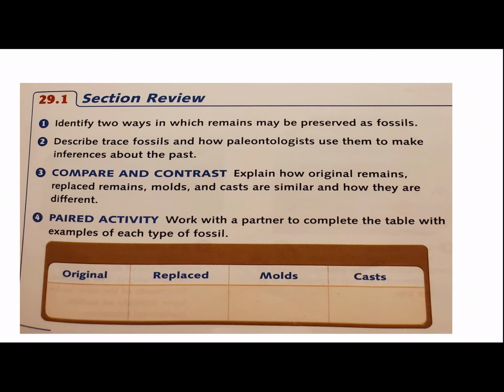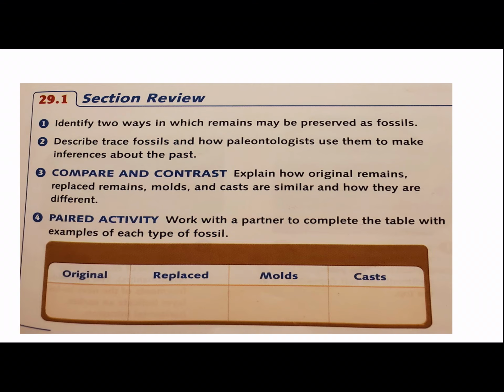Okay, so 3, compare and contrast. Explain how original remains, replaced remains, molds, and casts are similar and how they are different. When you filled out that worksheet, this is basically just going over what you did. Original remains means an organism is preserved in its entirety, so the whole thing is there. Replaced remains is a copy of the original organism. And a mold is a hollow depression in the rock. When the mold gets filled in by minerals, it forms a cast.